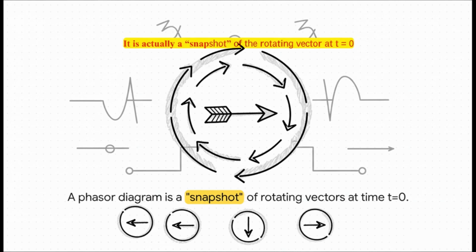Think about a Ferris wheel at night, all lit up and spinning. A phasor diagram is like taking one single photo of that wheel, right at the instant the ride begins. That one snapshot tells you where every single car is and how far it is from the center. We use phasors to take that same snapshot of voltage and current at one specific moment.